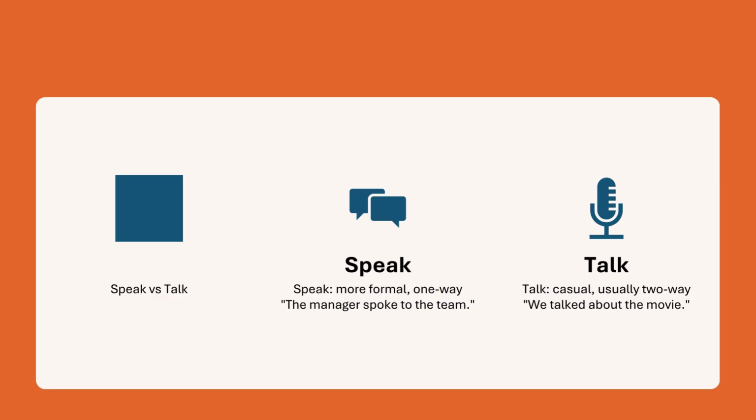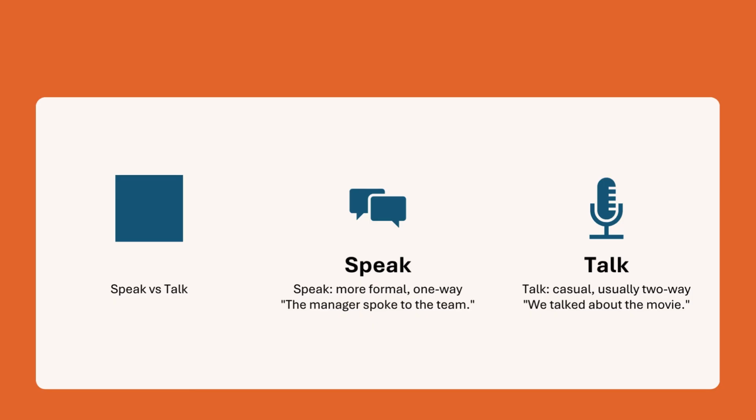And the next pair of verbs is speak versus talk. Speak we use for a more formal and one-way situation, where there is not a second person in the conversation, it's just one person saying something. For example, the manager spoke to the team. And talk is a more casual way, and usually it's two-way, when two people are communicating. For example, we talked about the movie.